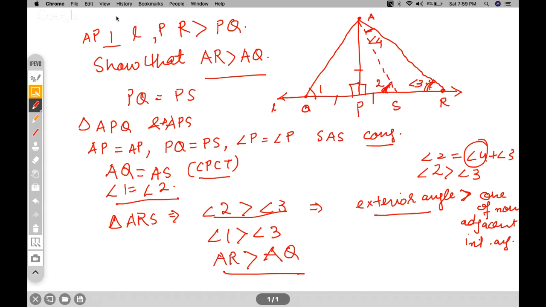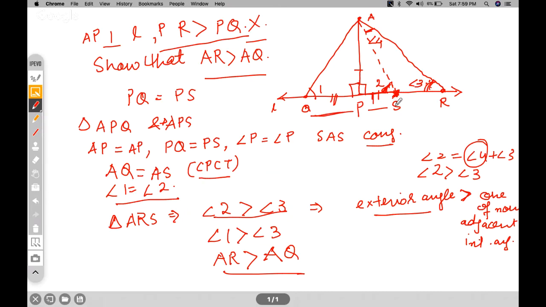The meaning of this line, PR is greater than PQ, is that on PR there would be a part which would be equal to PQ. That is why I have identified a part PS on PR which is equal to PQ. So PS has been taken on PR so that PS becomes equal to PQ. Apart from this, there is no other meaning.